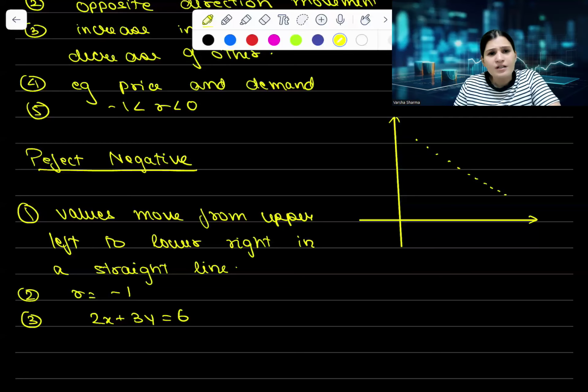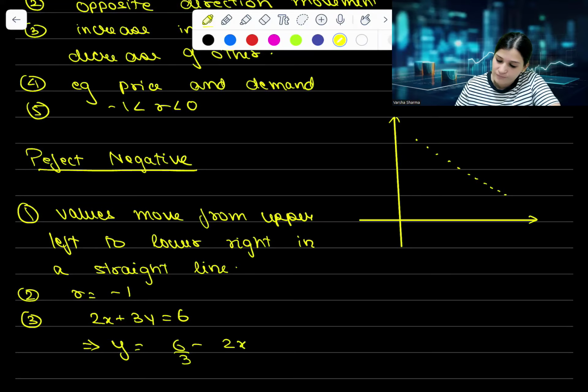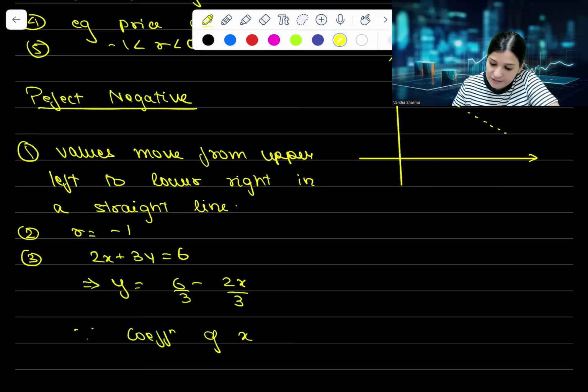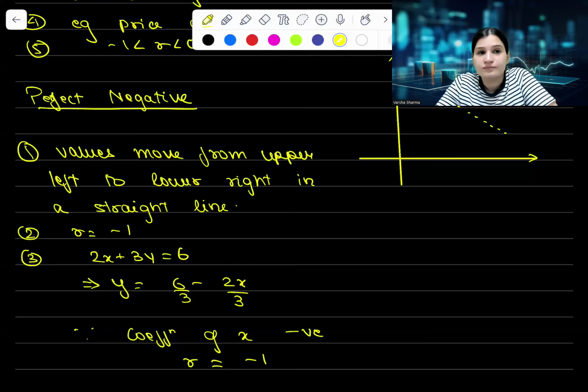Now here, suppose I have 2x plus 3y equal to 6. It's a linear equation. So either R will be +1 or R will be -1. Separate a variable, any one variable. Suppose this time let's leave y. So the coefficient of x is a negative number. Since the coefficient of x is negative, the value of R will be -1. Clear?